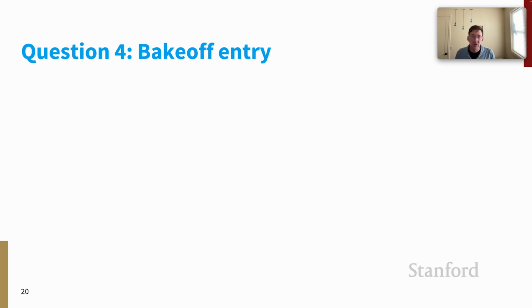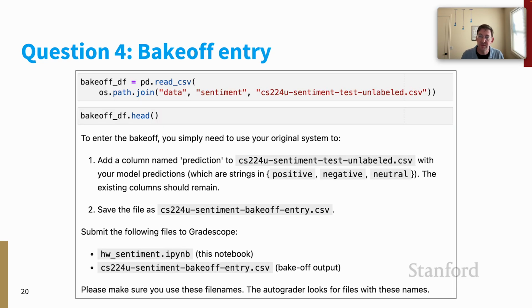Having developed the original system, you're going to enter it into the Bakeoff. And this really amounts to grabbing some new unlabeled examples and running your system on those examples. In a bit more detail, you can see here that you load in the unlabeled examples, and then the task is to add a new column called prediction. Make sure it's called prediction, and make sure it consists of strings, positive, negative, or neutral. Those are your predictions. Once you've done that, you write that to disk as a file with this name, and then you upload it to Gradescope, and we'll have a leaderboard that shows you how people did.